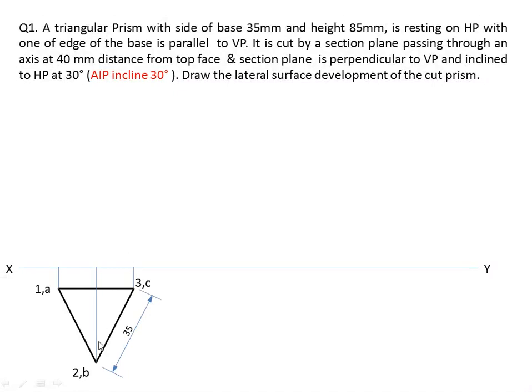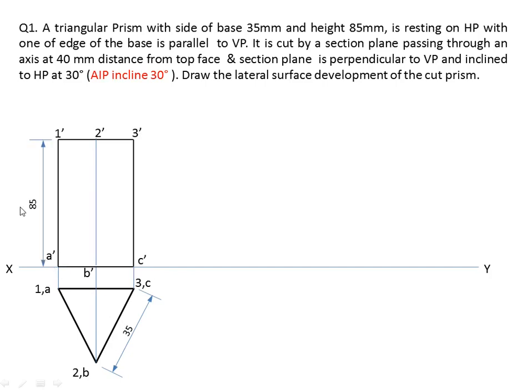Now transfer the projection. This triangular prism looks like an equilateral triangle in top view, but it looks like a rectangle in front view. What is the height of that rectangle? 85 mm. So we will draw the rectangle of height 85 mm. Next, take the projections of each point and mark the points. This is 1 dash, 2 dash, 3 dash. These are the top corners, and this is A dash, B dash, C dash. These are the bottom corners. Now give the dimension 85 mm.